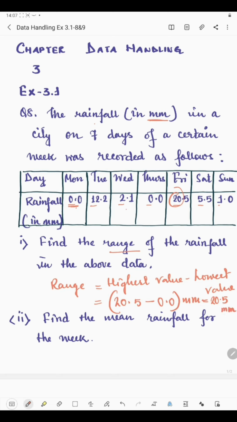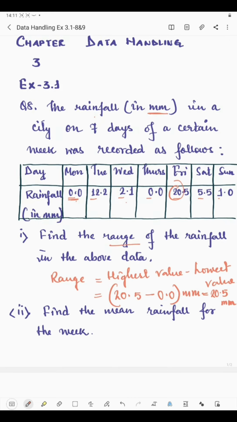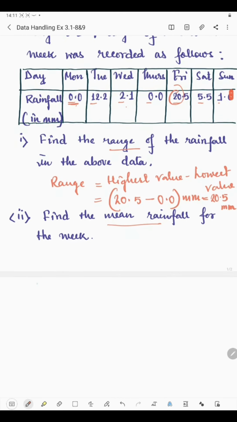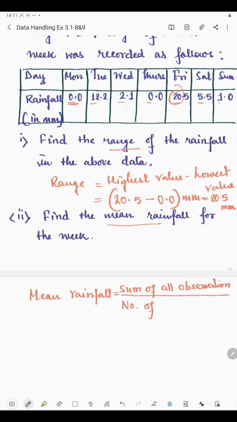Now in the next part we have to find the mean rainfall of the week. So at first we will write the formula for finding mean. It's the sum of all observations divided by the number of observations.